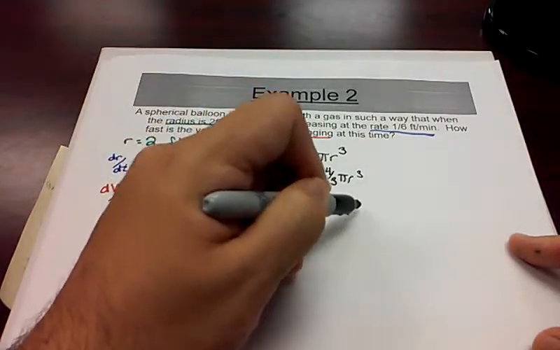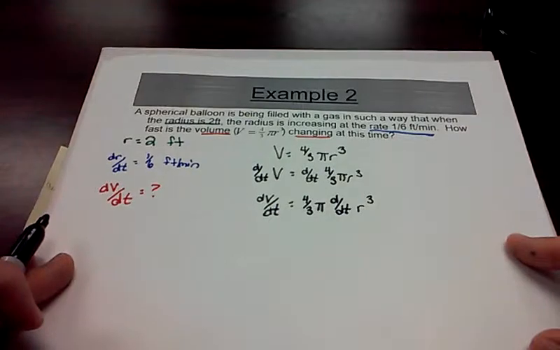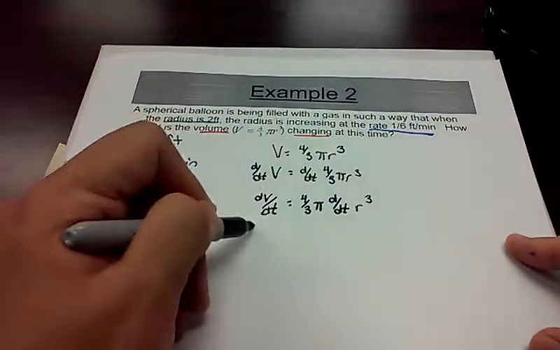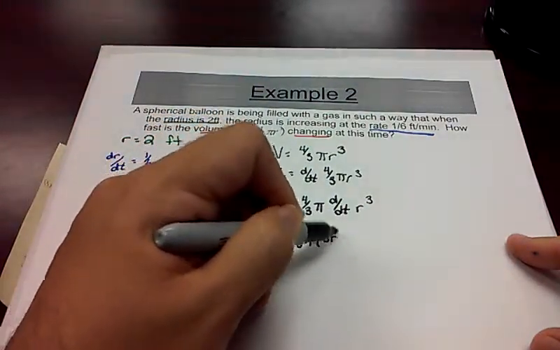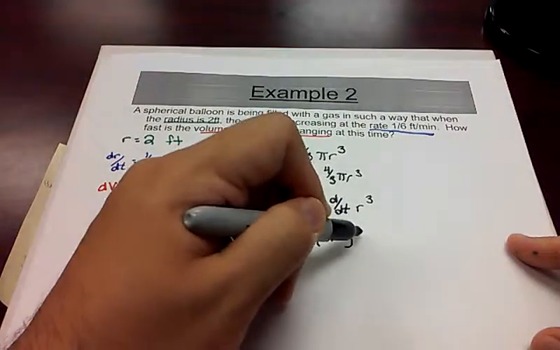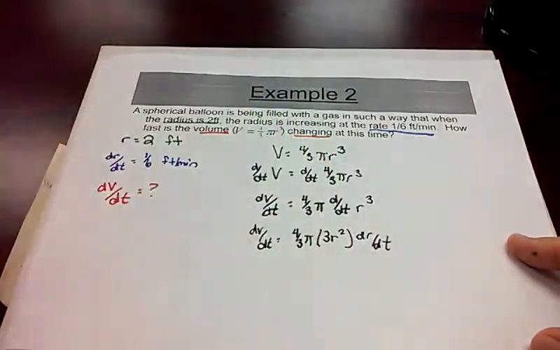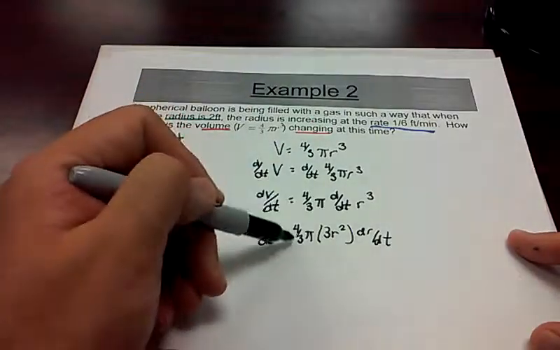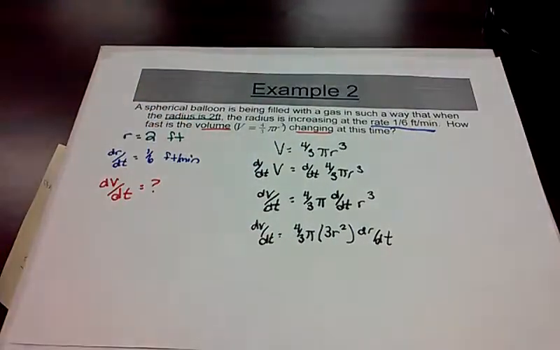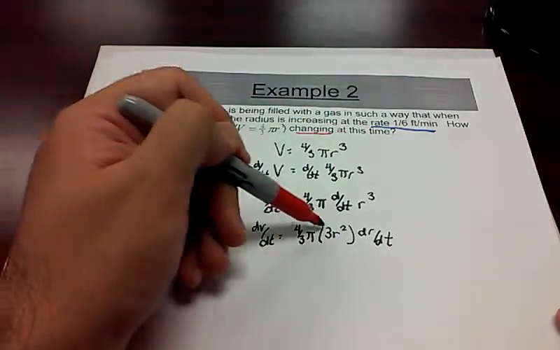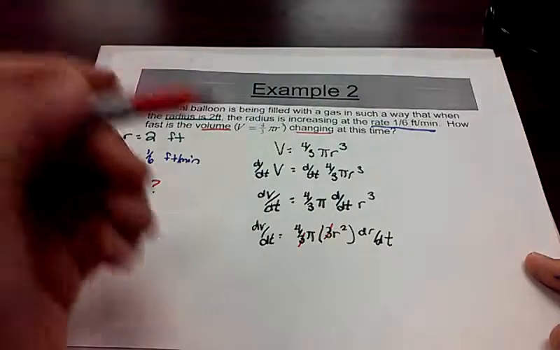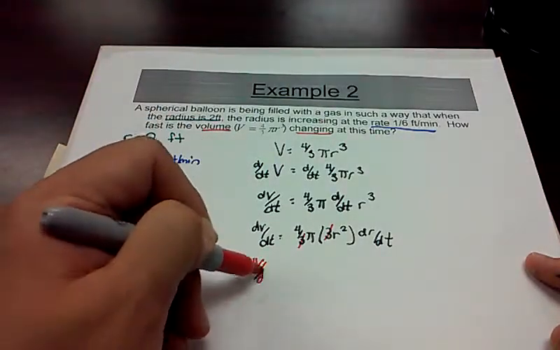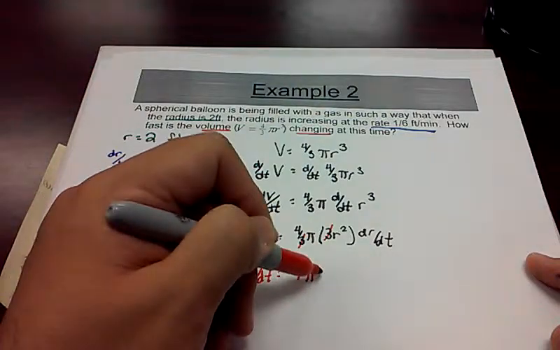And now the derivative with respect to time of r cubed, well, the derivative of r cubed would be 3r squared. So dV over dt equals 4/3 pi 3r squared. But since the variables do not match, I'm going to have dr over dt. All right, notice that I have 4/3 and then this 3, so I'm just going to simply cross out those values, and so that'll leave me dV over dt equals 4 pi r squared dr over dt.